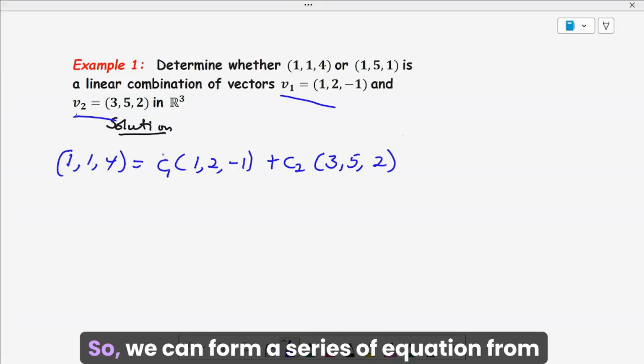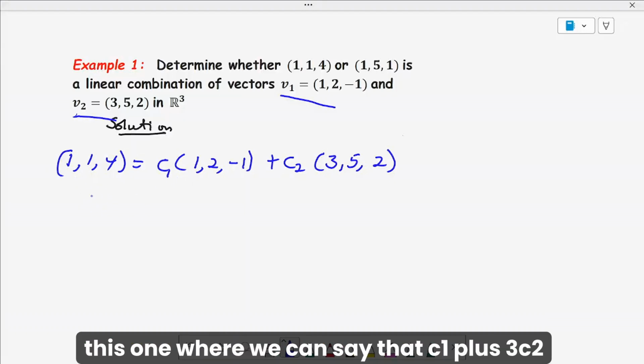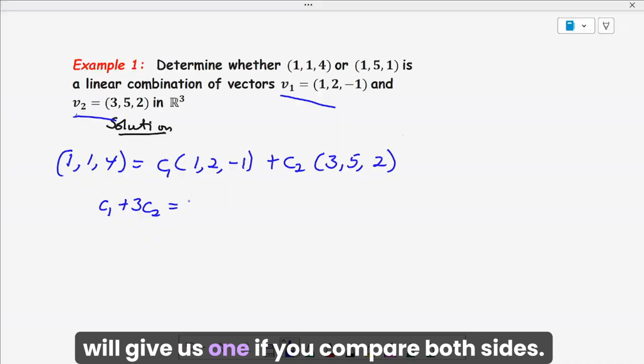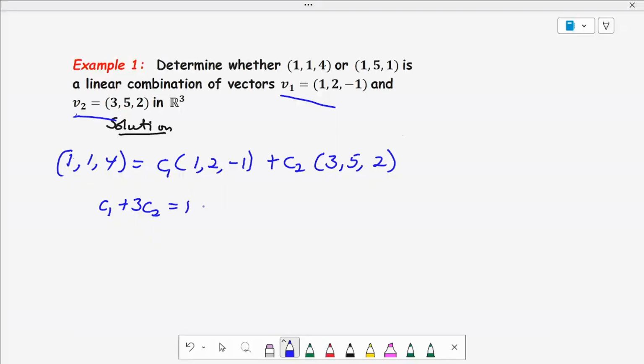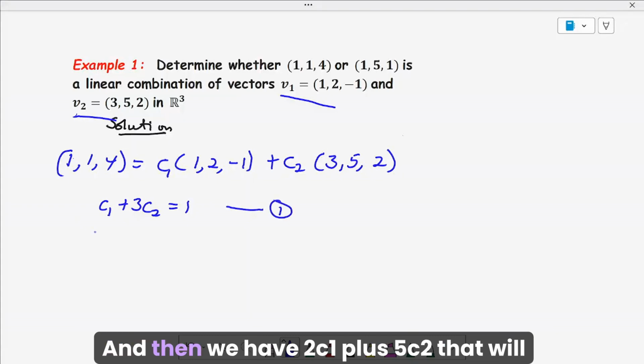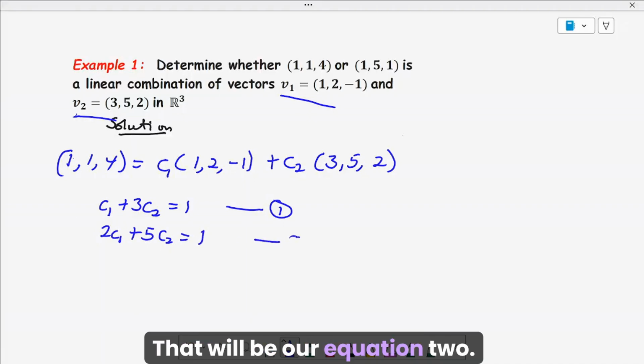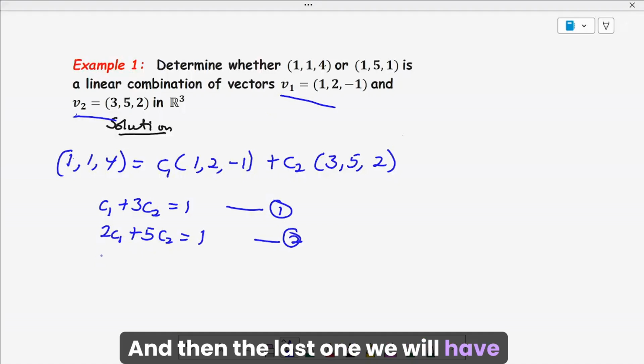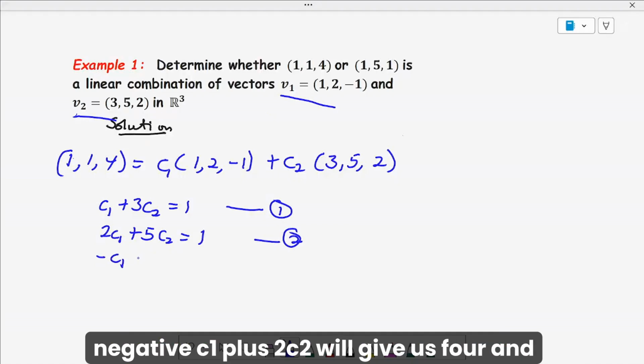So let's see. We can form a series of equations from this, where c1 plus 3c2 will give us 1 if you compare both sides, and that will be my equation 1. Then we'll have 2c1 plus 5c2, that will give us another 1, and that will be our equation 2. And the last one, we'll have negative c1 plus 2c2 will give us 4, and that will be our equation 3.